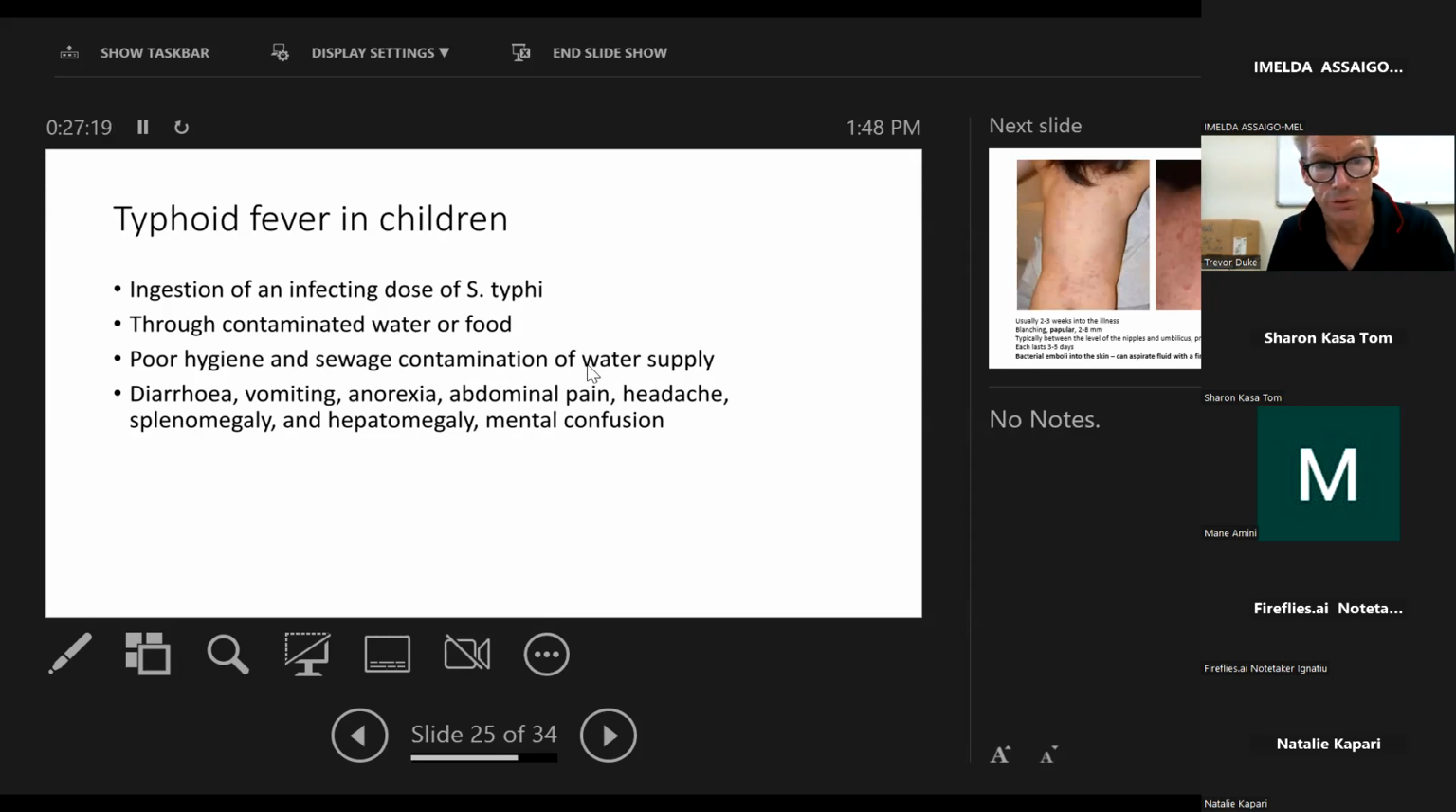Children present with lots of different features: diarrhea and vomiting, anorexia, abdominal pain, constipation, headache, often mental confusion. We saw a child this morning on the ward round, I think, who had probably typhoid with a typical typhoid facies.